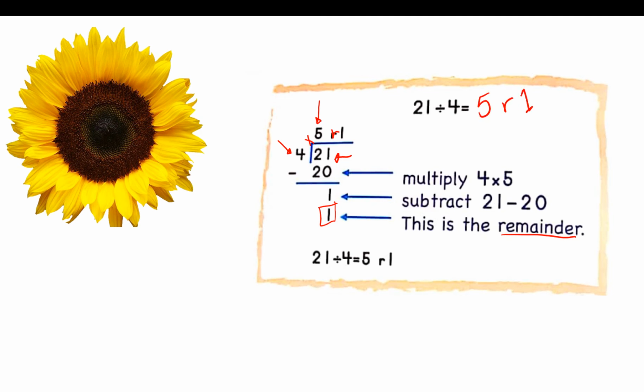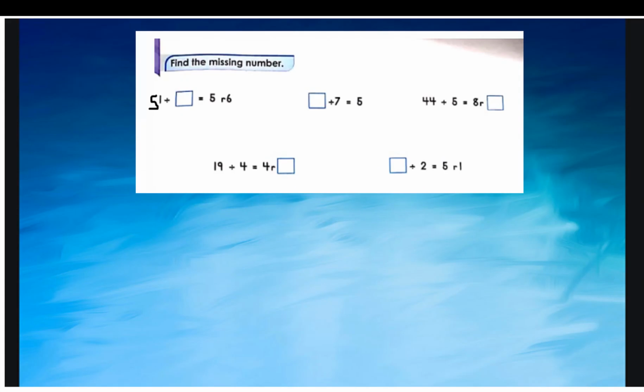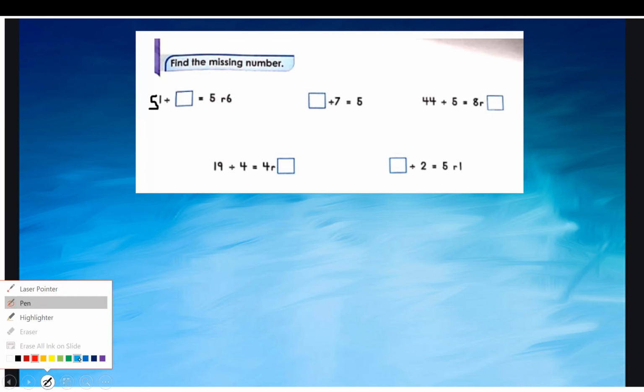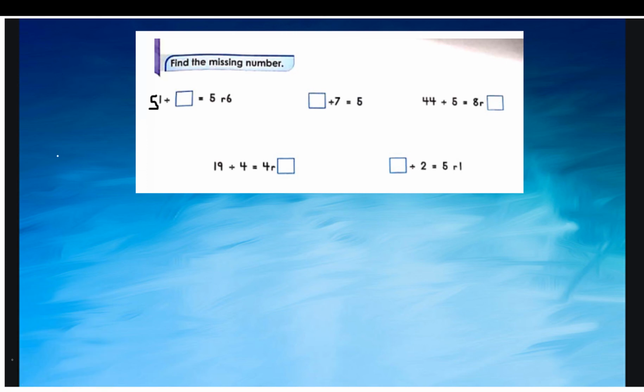Okay, great. Let's now solve your questions, which are on your book page 23. You have here 51 divided by a number. The answer is 5 with a remainder equal to 6. Now I want you to divide 51 by an unknown number, and the answer will be 5 with a remainder equal to 6. How can we know this number, which is the divisor?